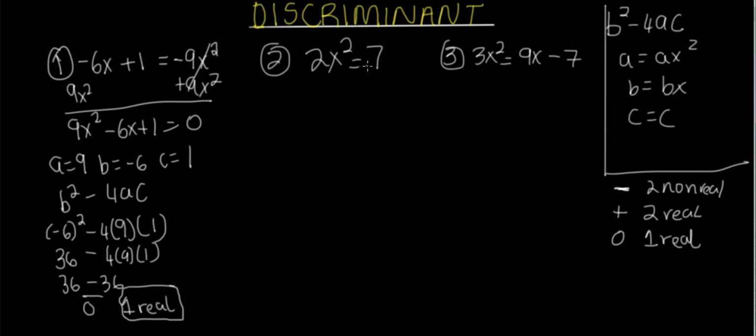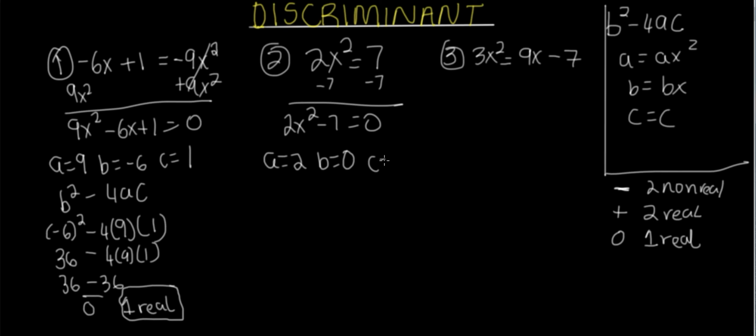All right, on to number 2. Move the 7 to the other side, so subtract 7. So I have 2x squared minus 7 equals 0. Now it's in standard form. A is the number in front of x squared, which is 2. B is the number in front of x. I don't see an x, so you're going to make that 0. And then c is that last number, which you have to get the sign in front of it too. So that's a negative 7.